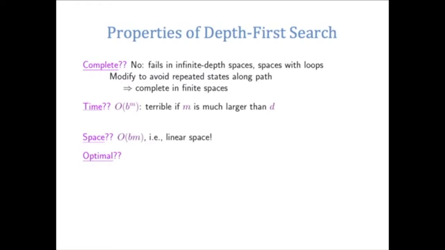How about space? Well, here the story is much better. The space is on the order of the branching factor times the maximum depth. In other words, it's linear. So compared to breadth first search, it's much, much better. How about optimal? Is it going to find the optimal solution? Well, the answer is no, because if there was a solution at depth 1,000 and we went all the way down there, we're going to find it before the solution at depth 2 if that's the path we took.